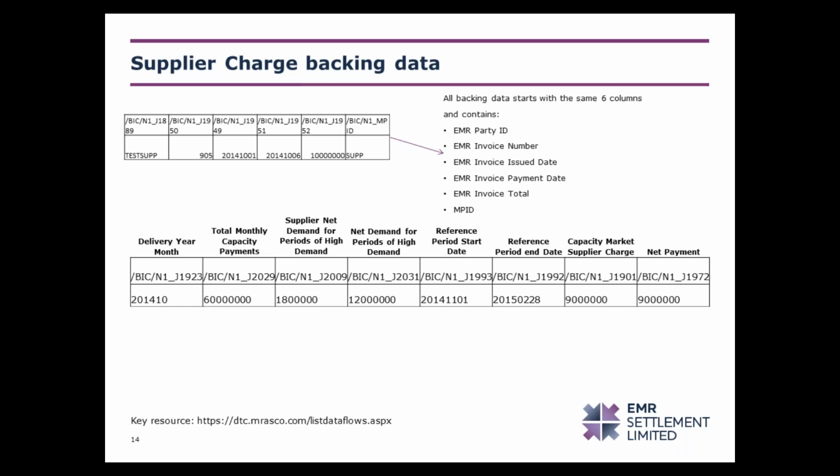Then the key DFlow to note is D0364, the CM supplier invoice backing data. And we've got a little link at the bottom of the slide. The key resource is from Marasco's website, because you'll see the backing data has items like J1923. We've put what those items mean, so delivery year month, above those in the slide. But if you ever forget what these data items mean, the key to all the codes is on Marasco's website.